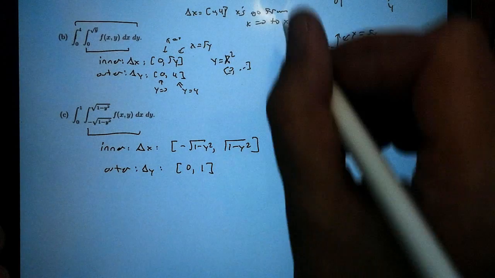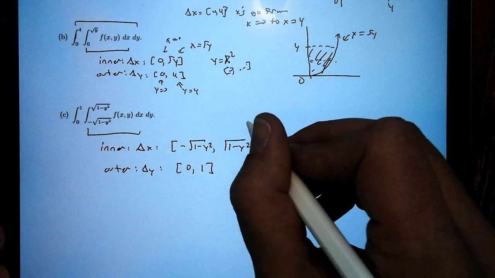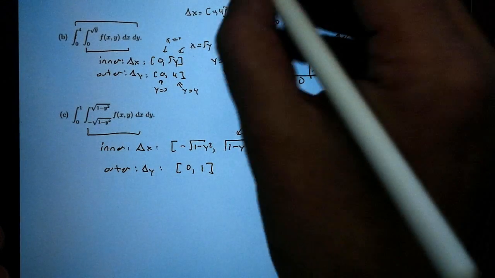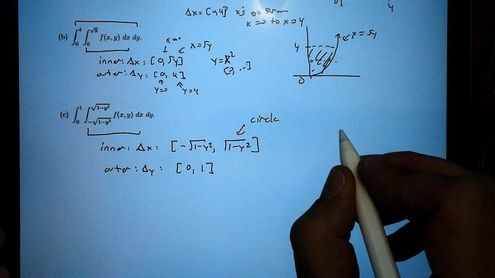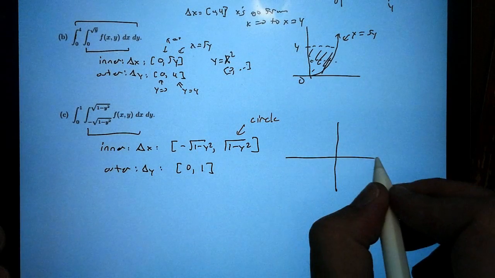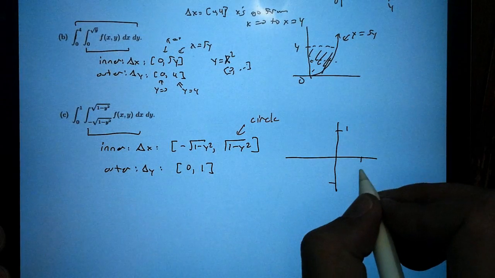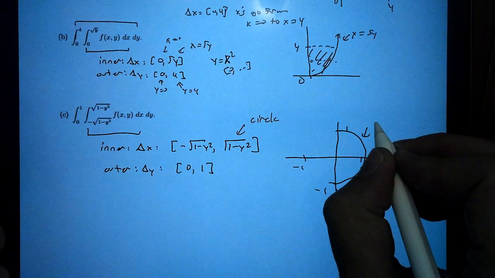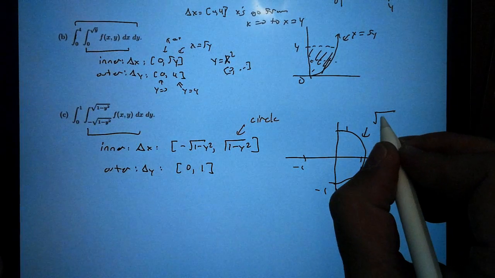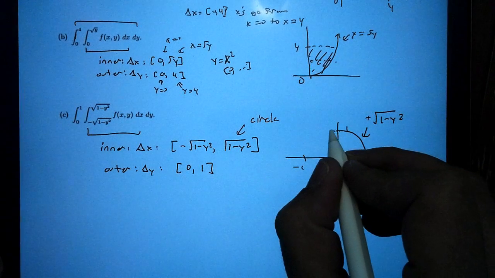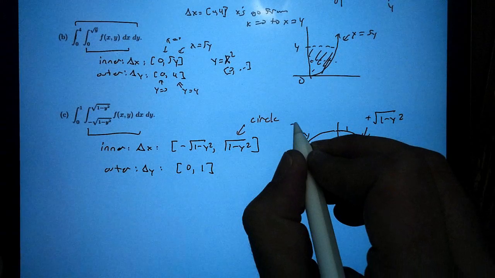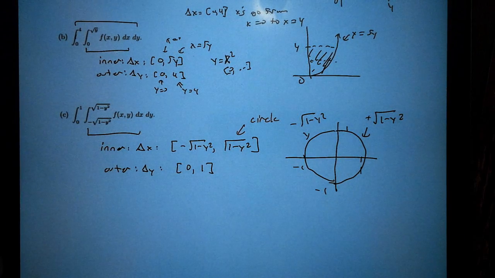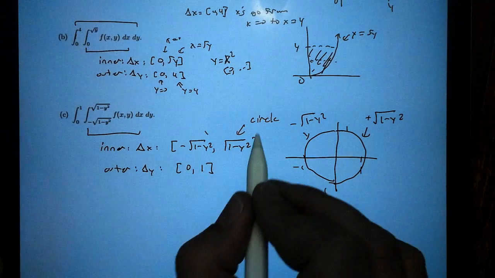Hopefully you remember from last year or from Algebra 2 that this is the equation of a circle. So I'm going to draw a circle, radius 1. Over here, this is the positive square root of 1 minus y squared, and on the other side, we have the negative square root of 1 minus y squared. So there we have it, I've got my circle.